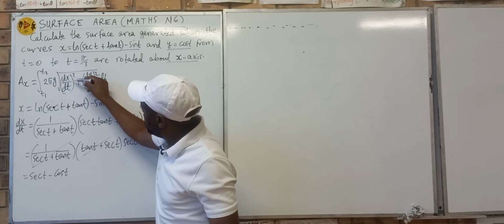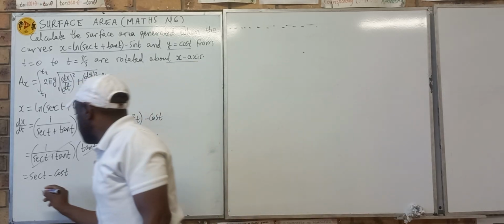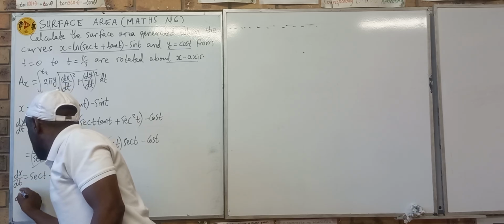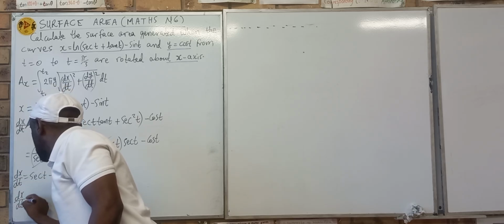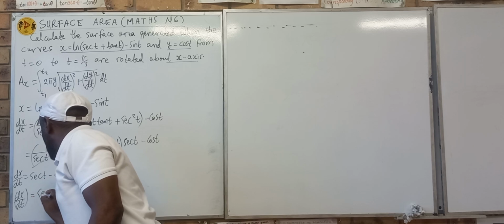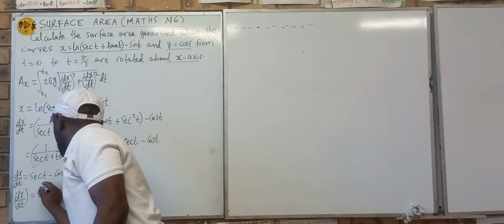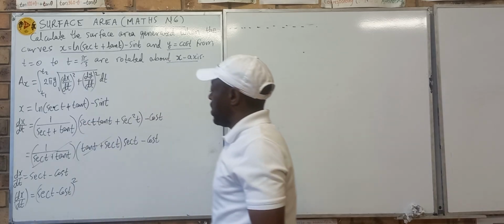Now the next thing is to square it. So that is my dx on dt. So if I square dx on dt, that means I'm squaring sec t minus cos t. So that is what I'm squaring.